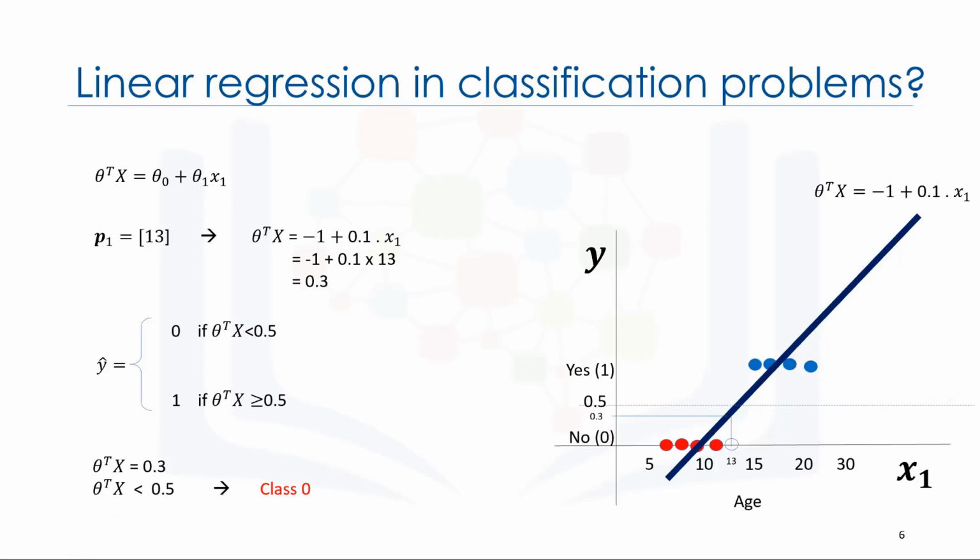What is the probability that this customer belongs to class 0? As you can see, it's not the best model to solve this problem. Also, there are some other issues which verify that linear regression is not the proper method for classification problems.